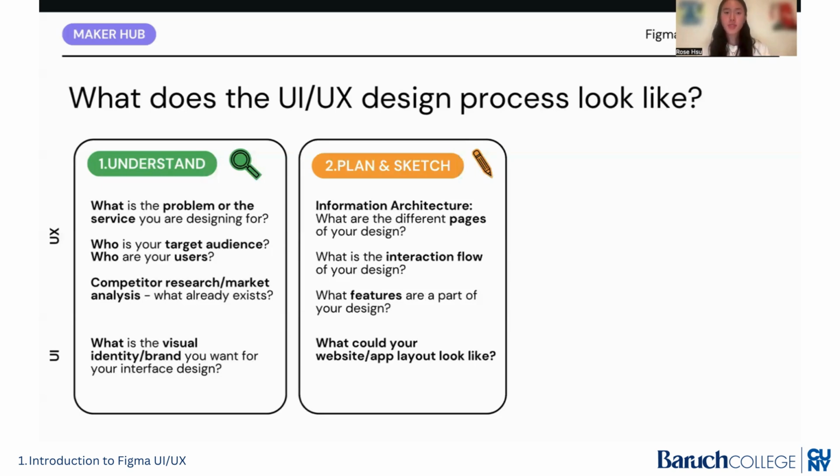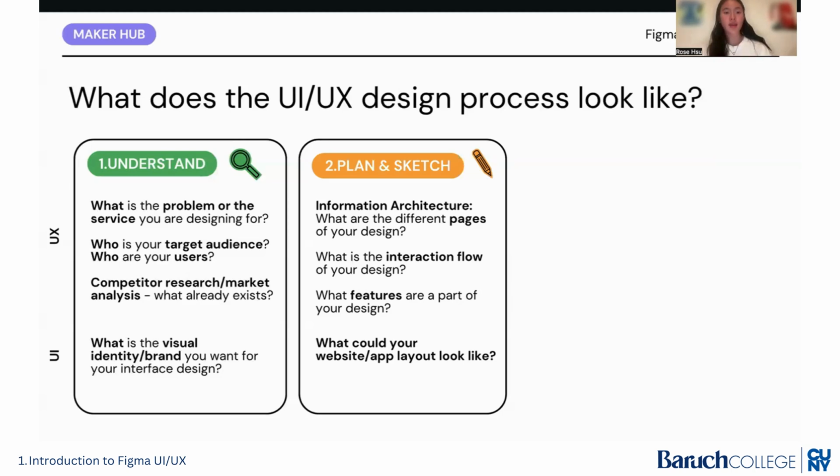And the next step would be to plan and sketch your app idea. Like I mentioned before, information architecture refers to the different pages, the different ways of getting from one page to another, and the different features of your design. And so this is when you start sketching out what the components of your design are. Am I going to have a navigation bar? Am I going to have an onboarding process? What are the different pages I need in my design to make it complete?